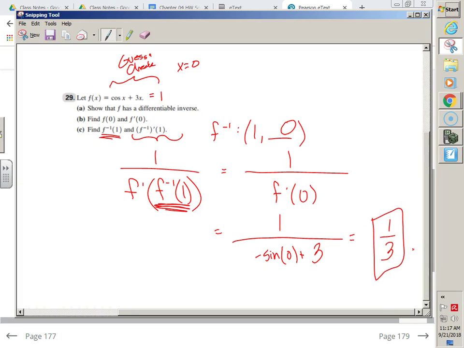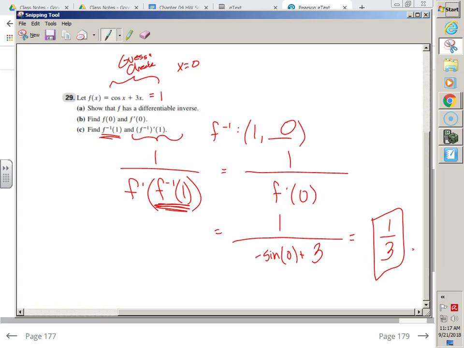You guys agree? Deba. So I got 1/3 there. Yeah. I feel like I did it incorrectly. Oh. I did the derivative of f inverse. And so I got the sine of 0 plus 3. But I did like 1 over sine of 0, sine of 1 plus 3. So I ended up getting 1/3.